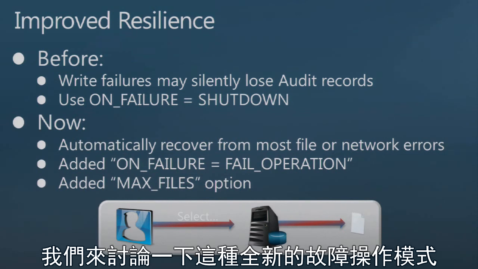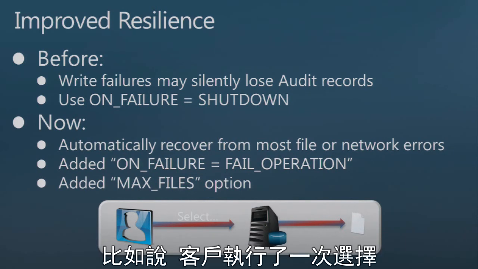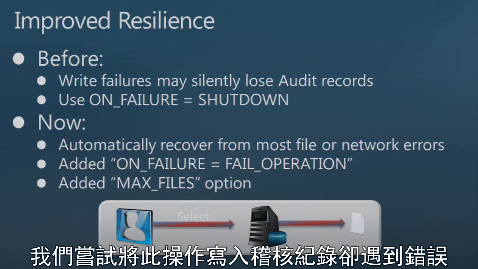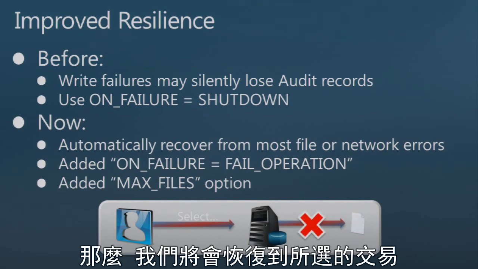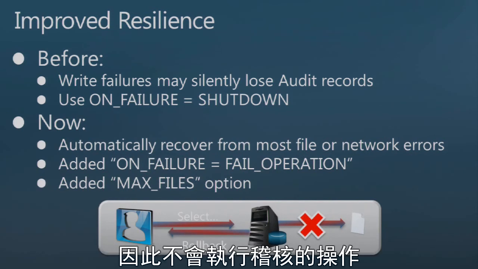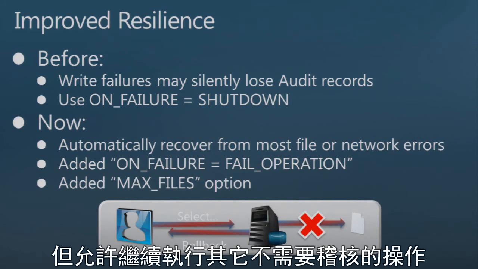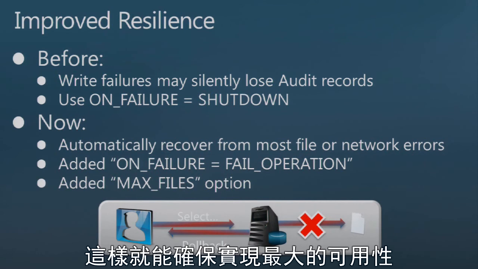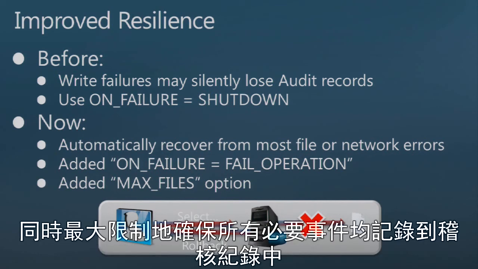So let's discuss this new failure operation mode. Let's say the customer performs a select and we attempt to write that to an audit log. We encounter an error. What will happen now is that we will roll back the select transaction so that the audited operation does not take place, but other operations that do not require auditing are allowed to proceed. This provides maximum availability along with maximum assurance that all required events are being recorded in the audit log.